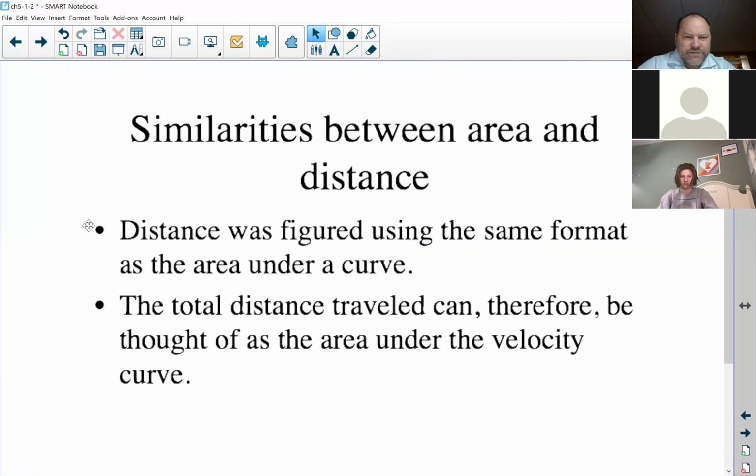So with our distances, we use the exact same format as we did when we calculated the area with our rectangles. So one interpretation is that the total distance traveled can be thought of as the area underneath the velocity curve. Take and graph out velocity, estimate the area underneath. That's our total distance traveled. Pretty neat. I know you're all impressed. You don't have to pretend.